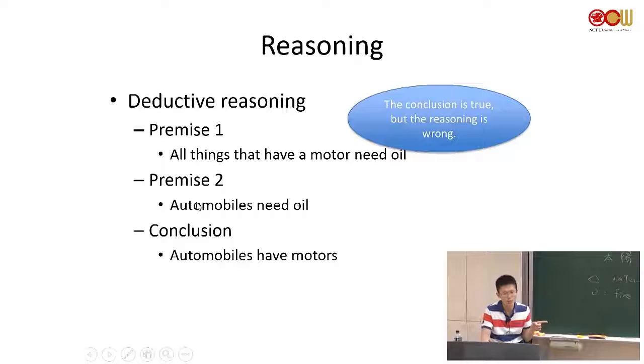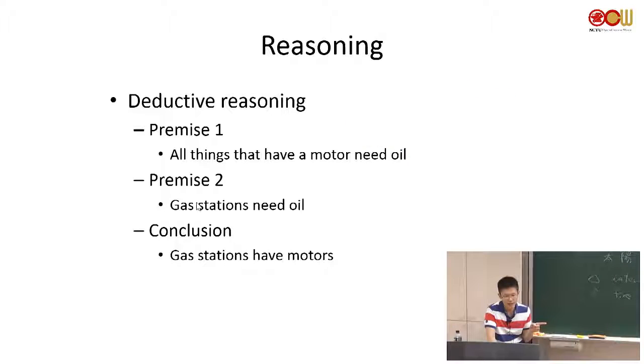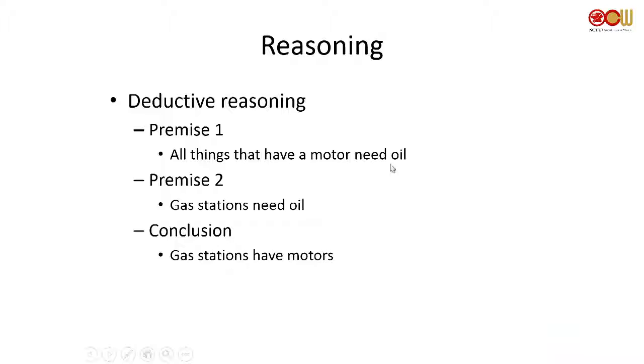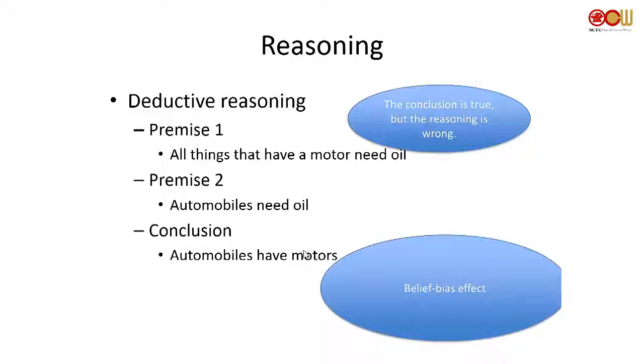Because if you change automobiles into something like gas stations, then you will find that there's a problem. Premise 1, all things that have a motor need oil. Premise 2, gas stations need oil. But conclusion, gas stations have motors. This conclusion doesn't seem to be right, because this reasoning doesn't follow valid deductive reasoning. But somehow for the previous one, the conclusion seems more correct. If you ask people to judge whether this reasoning is true or false, probably people will tell you this is reasonable, but in fact it's not.